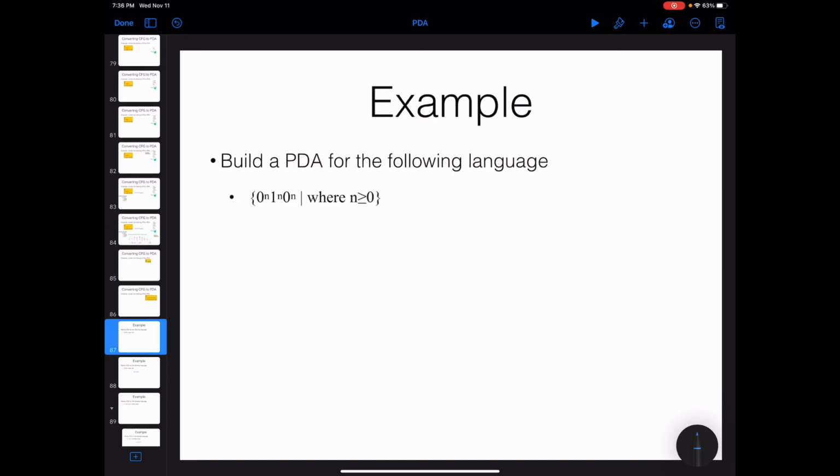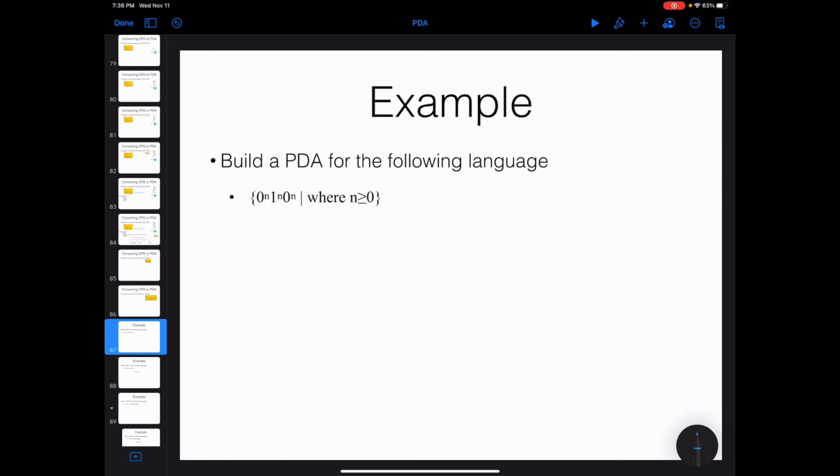Let's see another example. Create a pushdown automata for this grammar. Is it possible? Can we create a pushdown automata for this grammar? Unfortunately not. This language is not a context-free language and we cannot create a pushdown automata for it. I hope it became more clear why a language like this is not a context-free language.